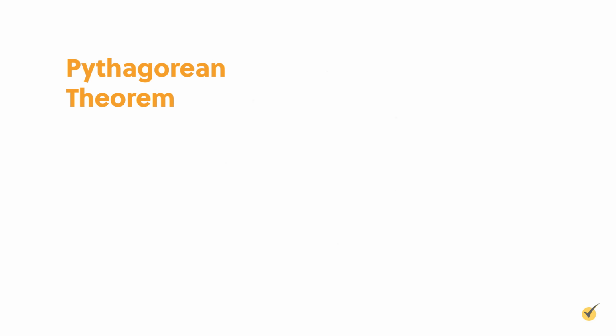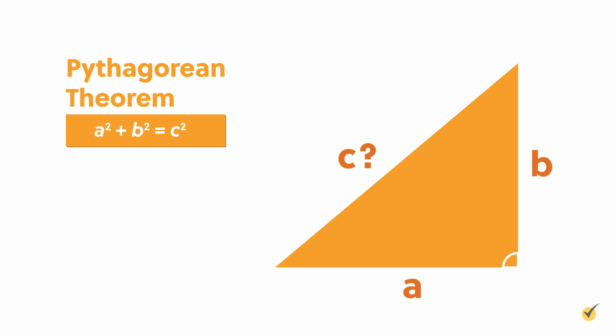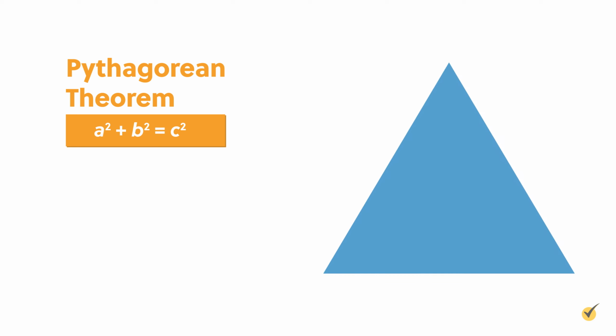Let's start by taking a look at the Pythagorean Theorem. It's that easy to remember formula for finding the longest side of a right triangle when we know the lengths of the other two sides. Since we know that the Pythagorean Theorem only works when there is a 90-degree angle, what happens when you're working with a triangle that isn't a right triangle?